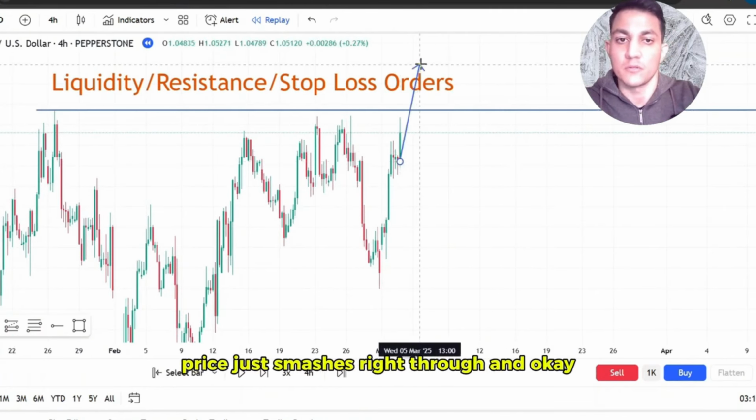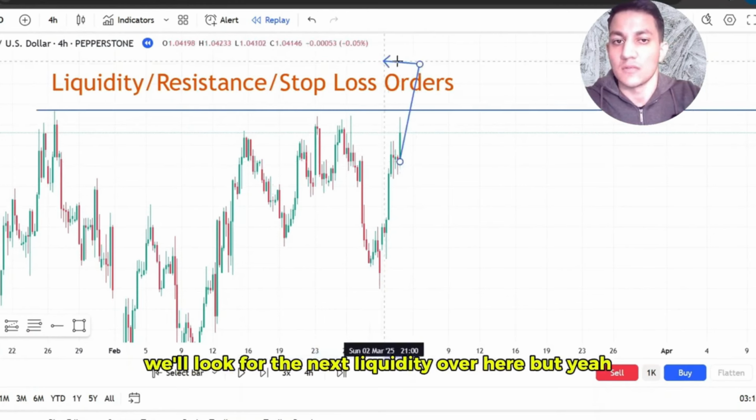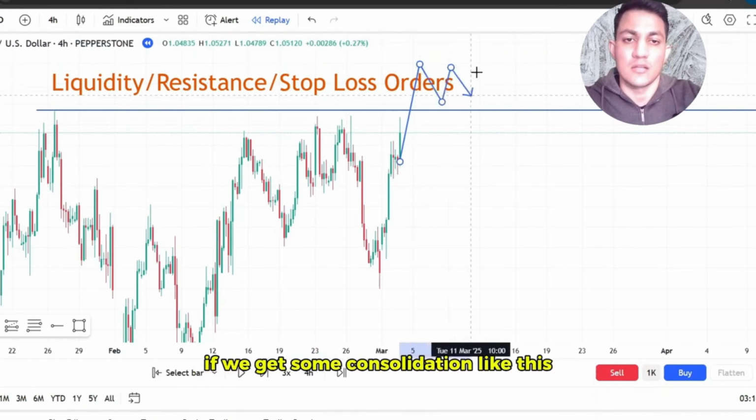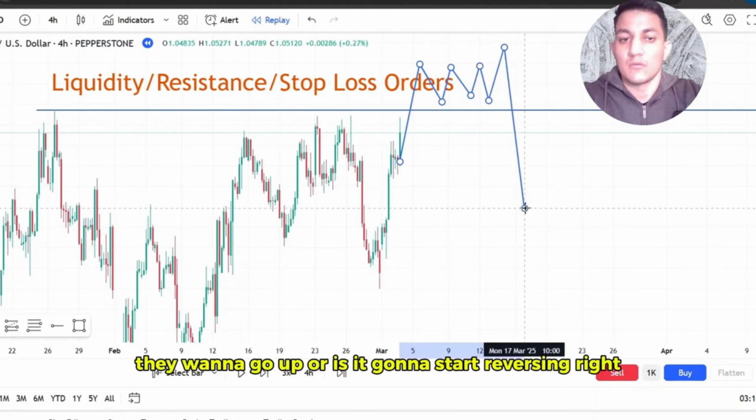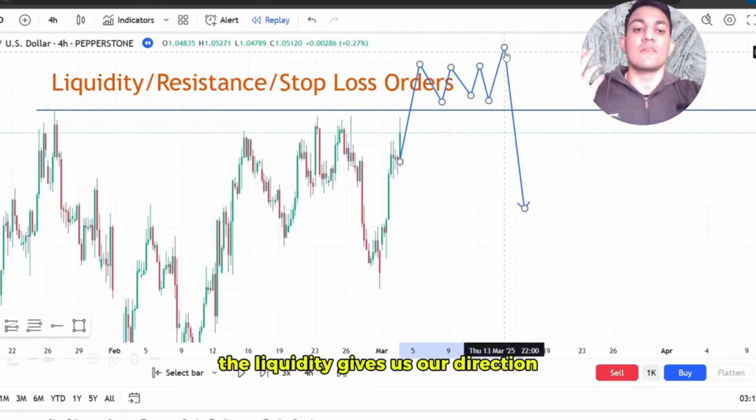If price just smashes right through, then okay, we'll look for the next liquidity over here. But if we get some consolidation like this, we'll just wait a few days and see what price does. Does it want to go up, or is it going to start reversing, right? That is all we need for liquidity. Liquidity gives us our direction.